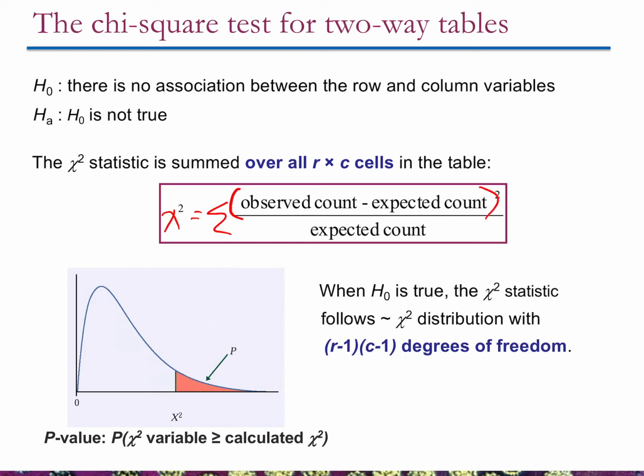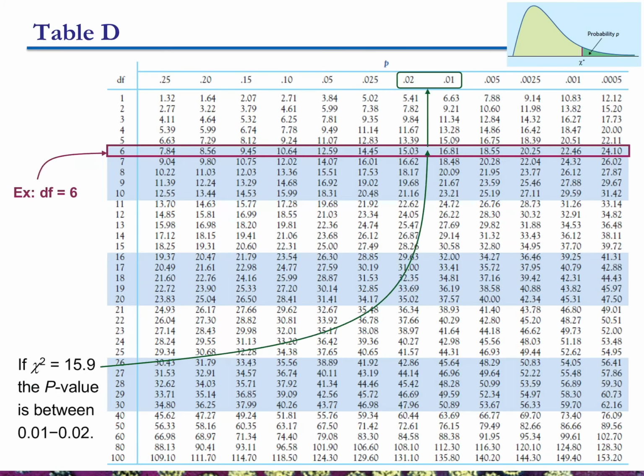When our null hypothesis is true, the chi-square statistic follows the chi-square distribution with rows minus 1 times columns minus 1 degrees of freedom. So the way you calculate your degrees of freedom is take the number of rows and subtract 1 from it, and multiply that by the number of columns minus 1. That tells you what row of the chi-square table to look at to find your chi-square statistic and then locate the p-value range based on that. So let's take a look at our table.